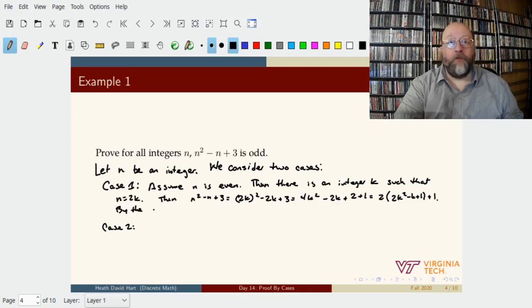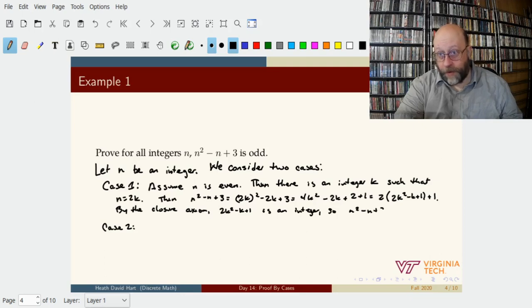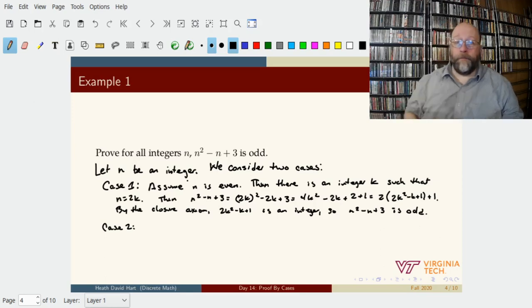By the closure axiom, 2k squared minus k plus 1 is an integer, and so n squared minus n plus 3 is odd. This is a typical direct proof, but it only works if n is even, because I replaced n with a 2k. So now we're going to look at what happens if n is odd, and see if we can get something that works out the same way.